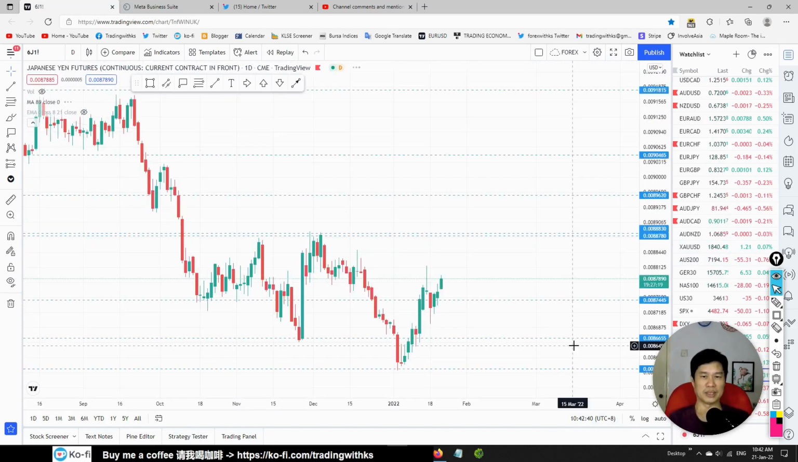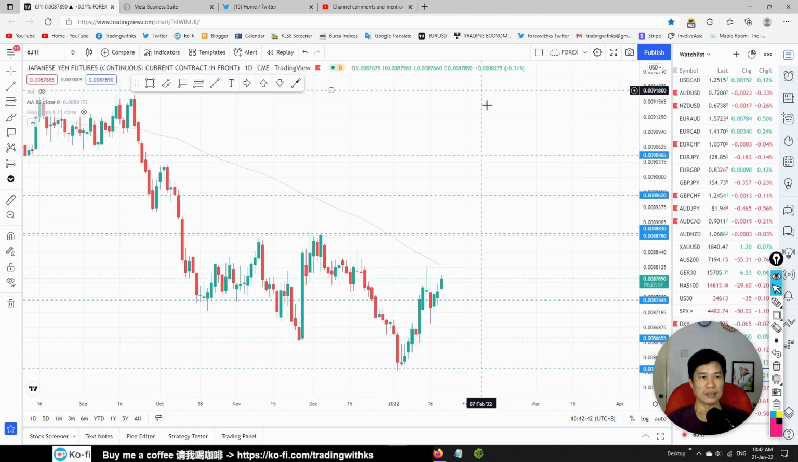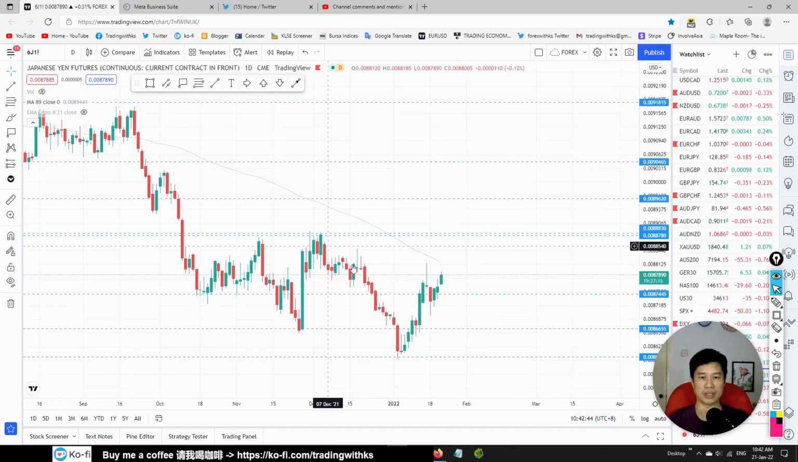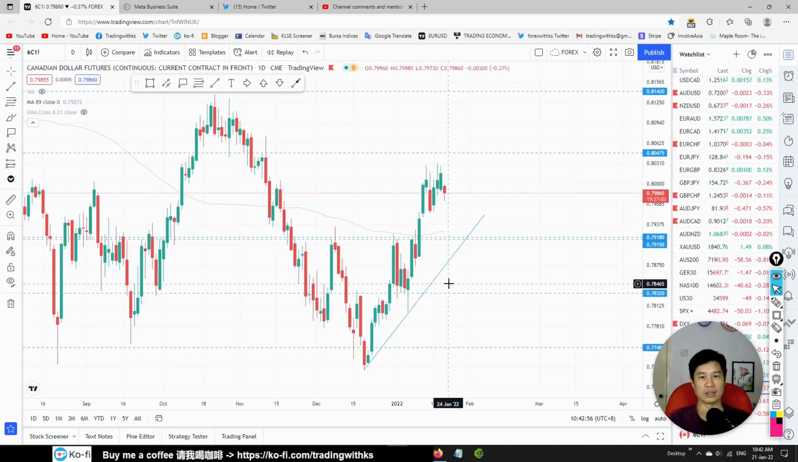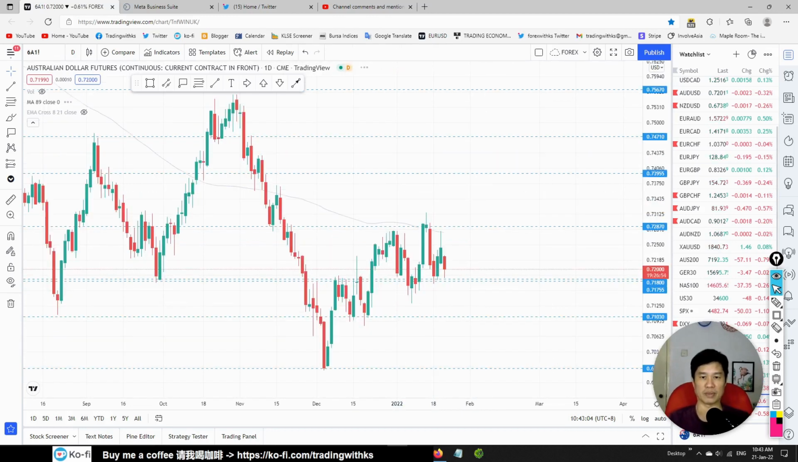So look at Japanese yen. Japanese yen has been rebounding quite strongly. On the way up now, it's having some resistance over here, but Japanese yen overall is quite strong, rebounding on the way up. Look at Canadian dollar, it is also very strong, on the way up all the while. So Canadian dollar is also considered quite strong for now.